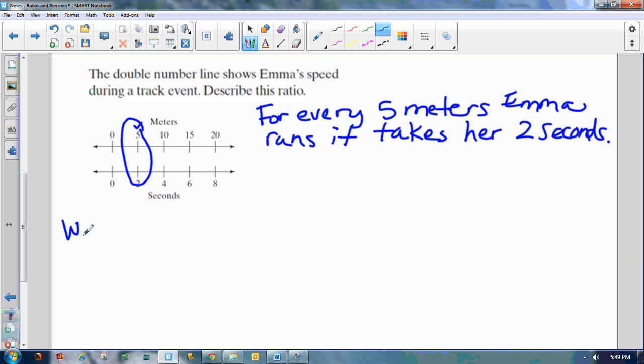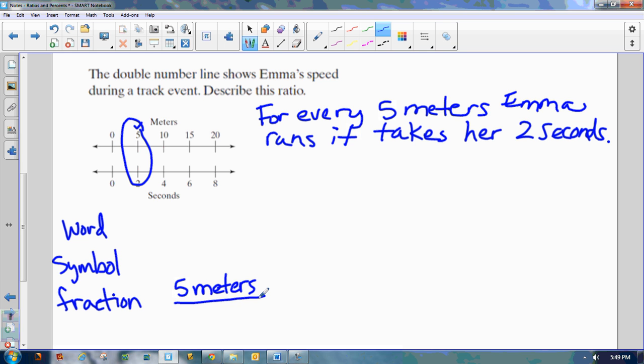So remember, we have word form, symbol form, and fraction form. And I'm going to write this one in fraction form here. 5 meters, since that's what we're comparing first, is our numerator. Then our fraction bar, 2 seconds. Please pause the video and take a couple of minutes to complete the word and symbol form. When you're finished, this completes our lesson for Chapter 5, Lesson 1, Ratios.